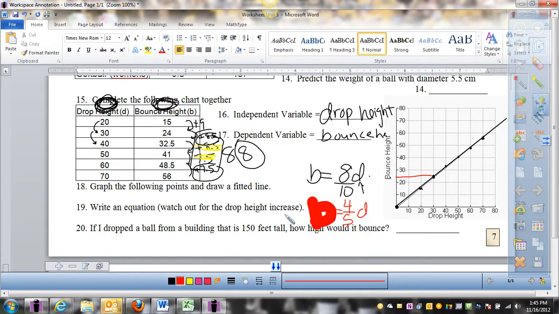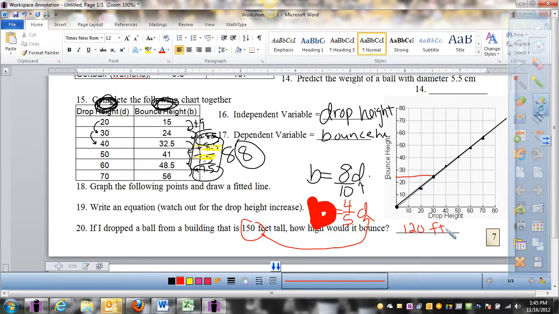Final question says, if I dropped a ball from a building that's 150 feet tall, how high would it bounce? Well, now that we have an equation, it makes it super easy just to plug 150 into our equation. So what's 150 divided by 5? That would be 30. 30 times 4 would be 120 feet.